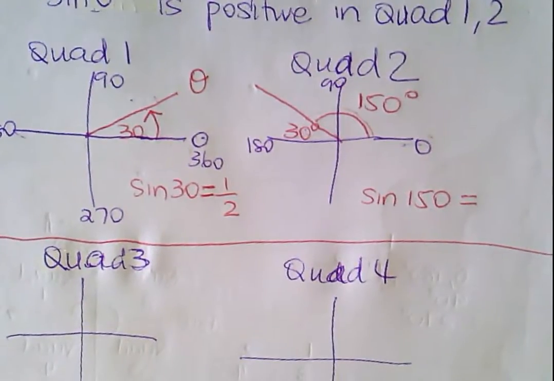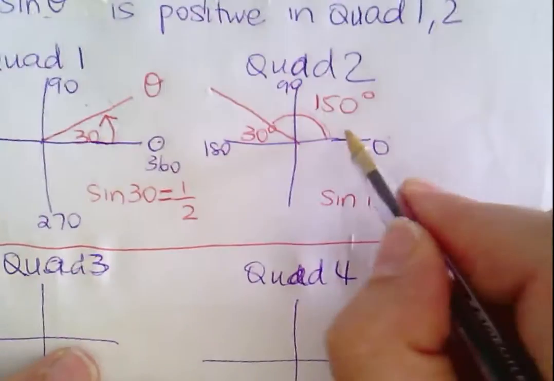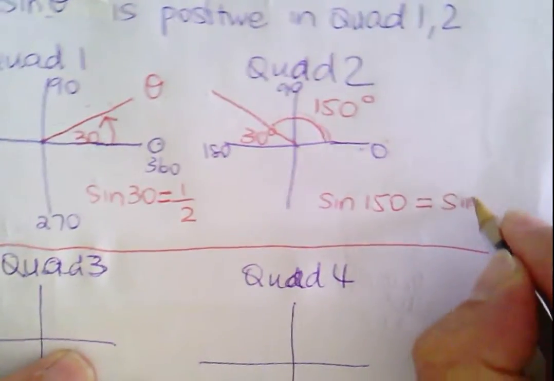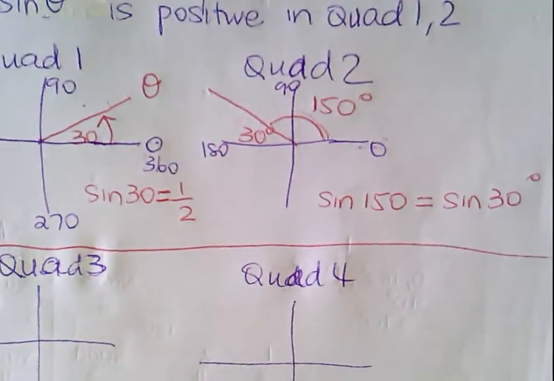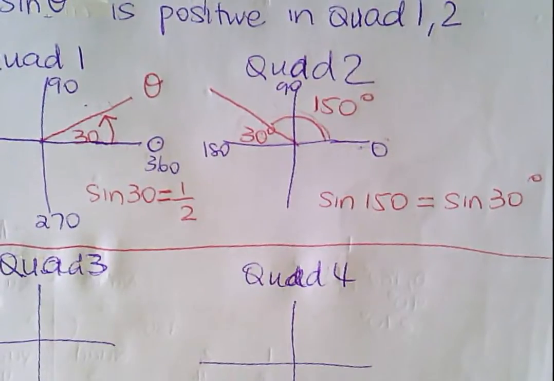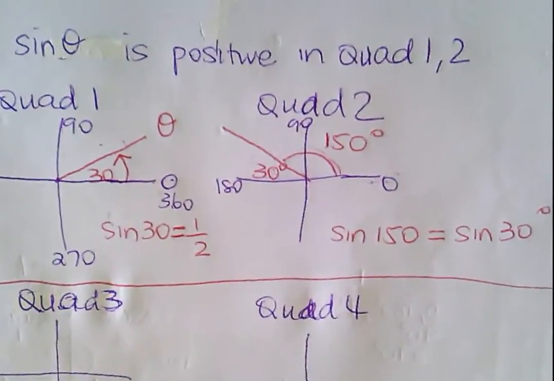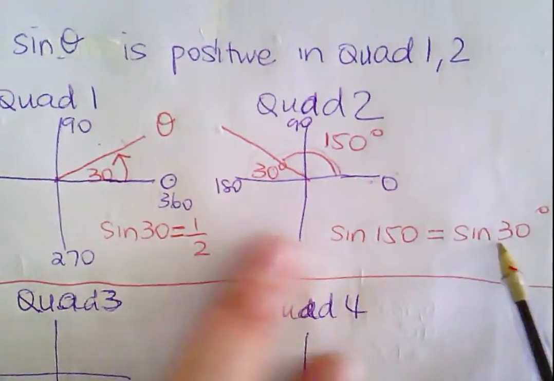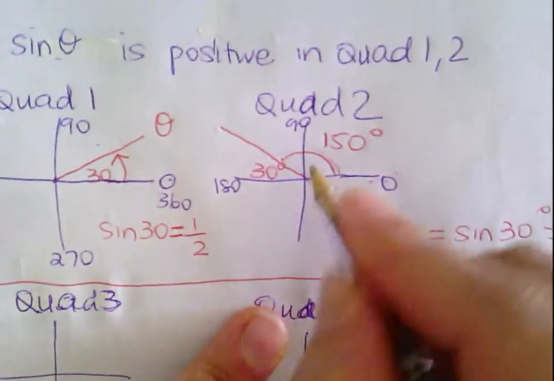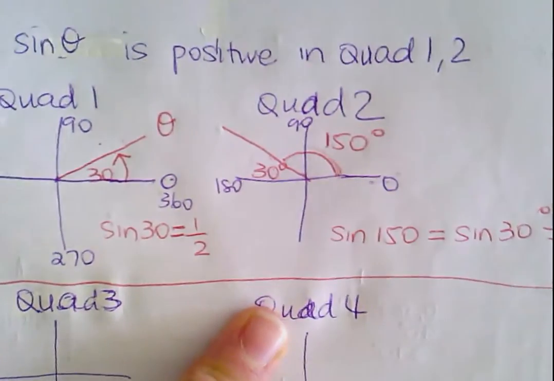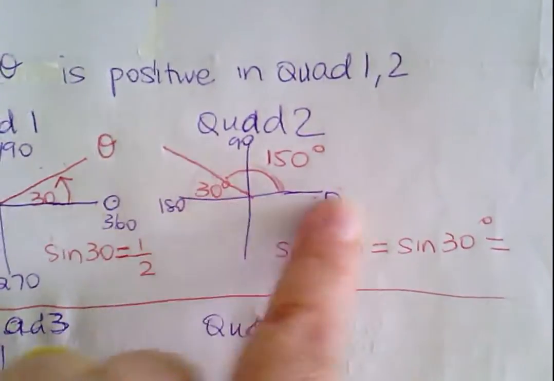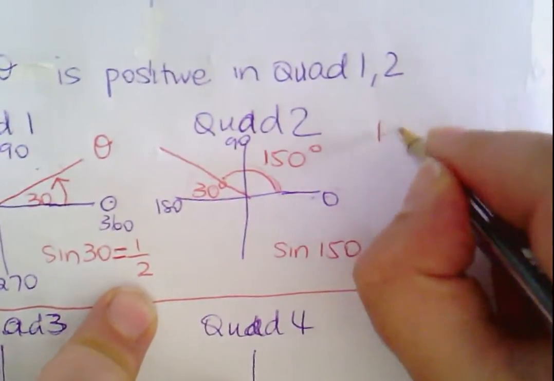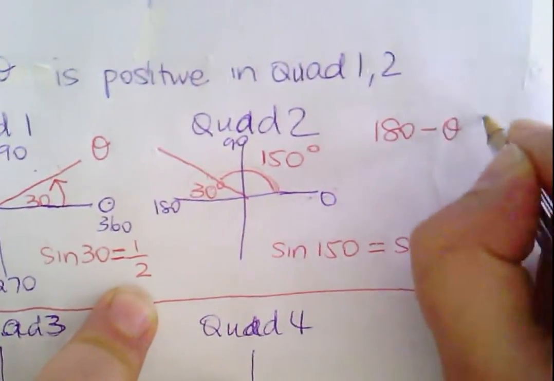Now I know that sine is positive in quadrant 2, so I'm not interested in the 150. Tell me what this little angle in here is. So you'll find sine 150 equals sine 30. Because sine is positive in quadrants 1 and 2, sine 30 is just a half. Sine 150 will equal whatever sine 30 is because it makes a 30-degree angle in quadrant 2 with this horizontal axis. Remember, quadrant 2 is 180 minus theta.